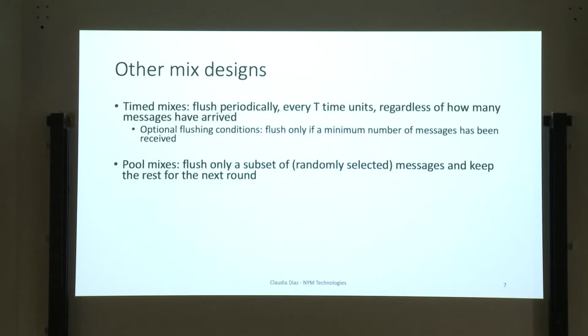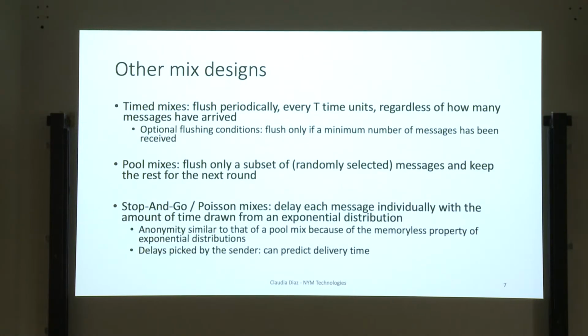Pool mixes are an interesting extension. Instead of sending all the messages contained inside the mix, they send only a subset, and they keep the rest inside to be mixed with the new arrivals. So that means that you have a much bigger anonymity set, because once a message goes in, you are not sure when it will go out. Asymptotically, it will go out before the end of time. But you don't know when, and therefore you have a much bigger anonymity set.